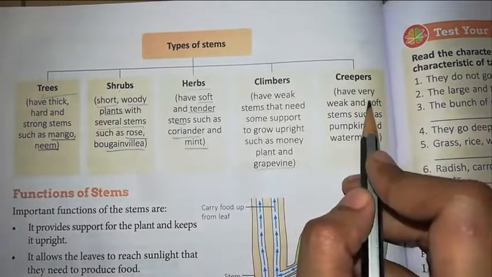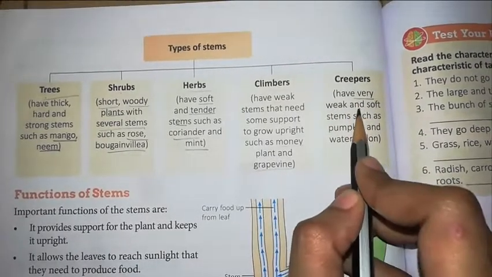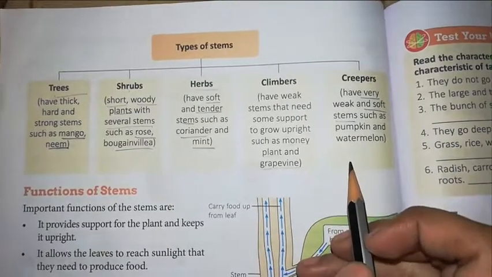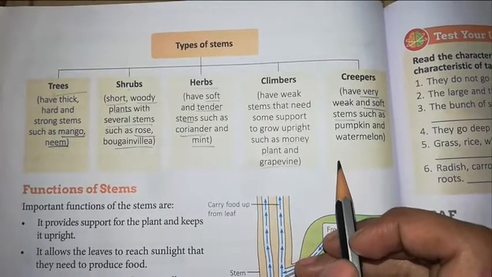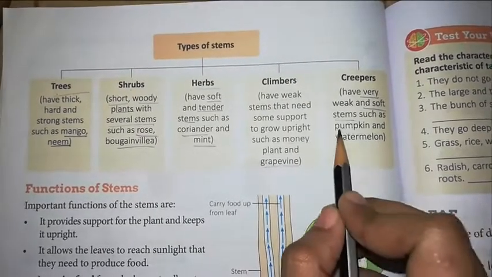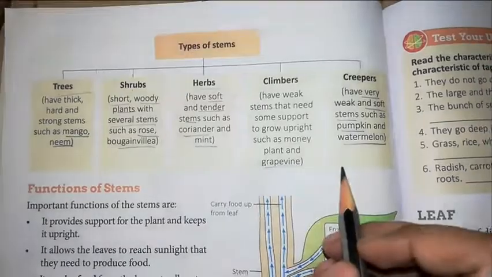Fifth type of stem is very weak and soft stem. Creepers have this type of stem. Some examples are pumpkin and watermelon.